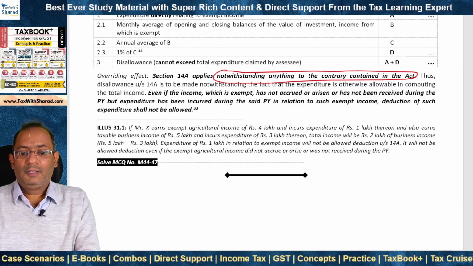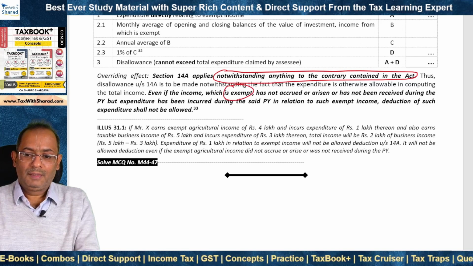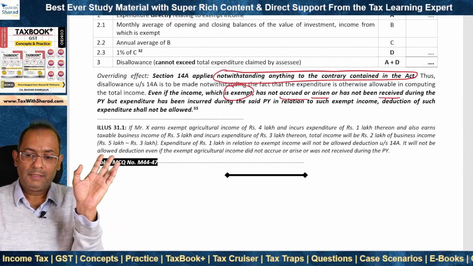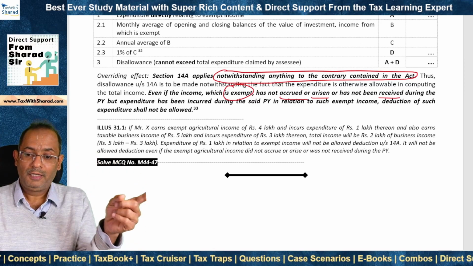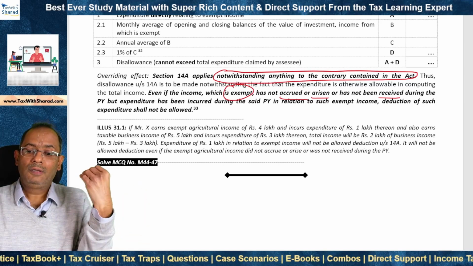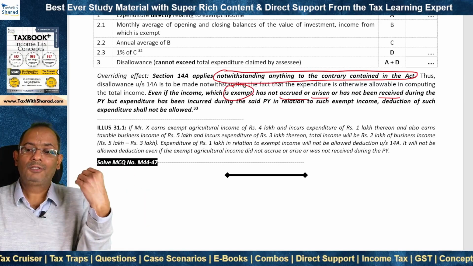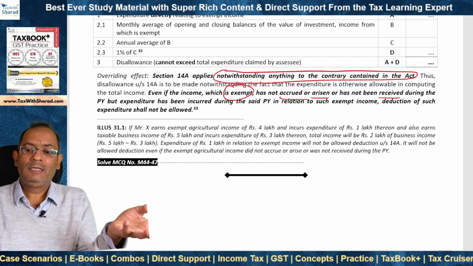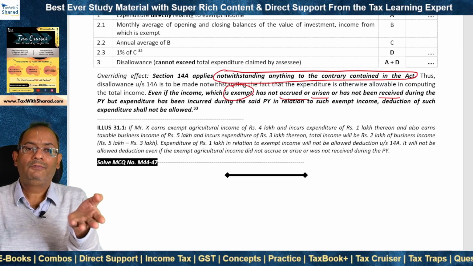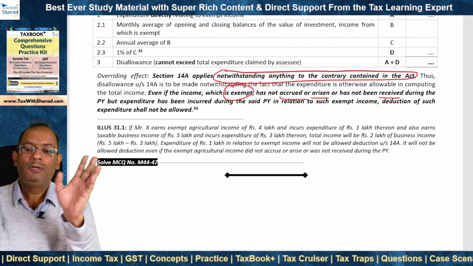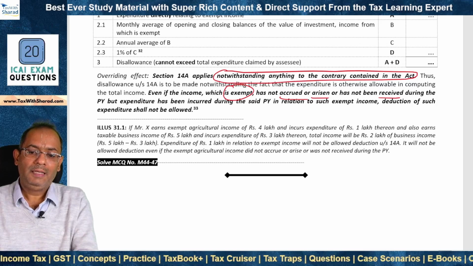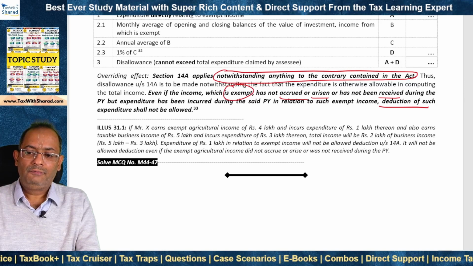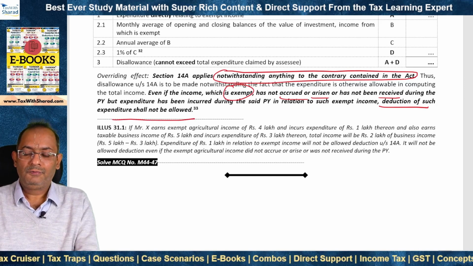Further, even if the exempt income has not accrued or arisen or has not been received during the previous year, section 14A still applies. Expenditure has been incurred in relation to exempt income, but the assessee has not received the exempt income, or that income has not accrued or arisen in the first place, and the assessee claims that since there is no exempt income, the entire expenditure should be allowed and no disallowance should be made. But the provision says that even if this is the case, the deduction of expenditure shall not be allowed by virtue of section 14A.